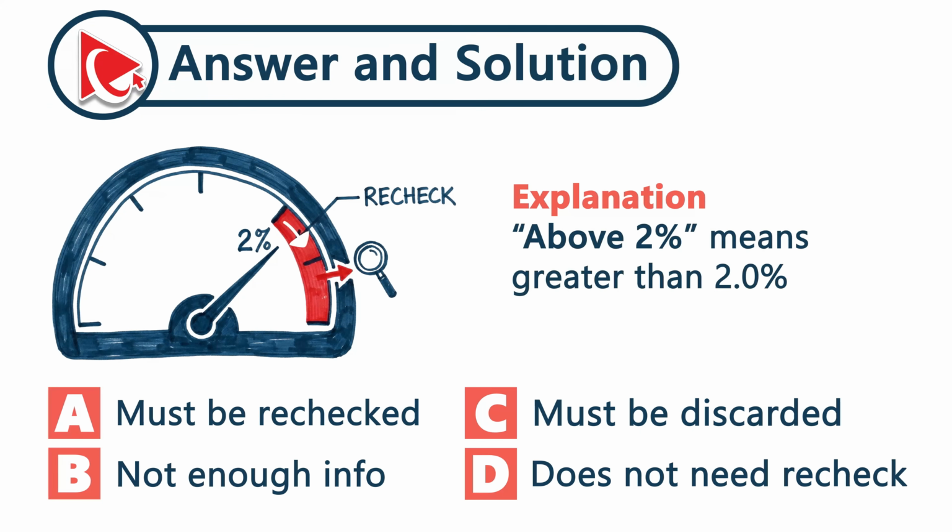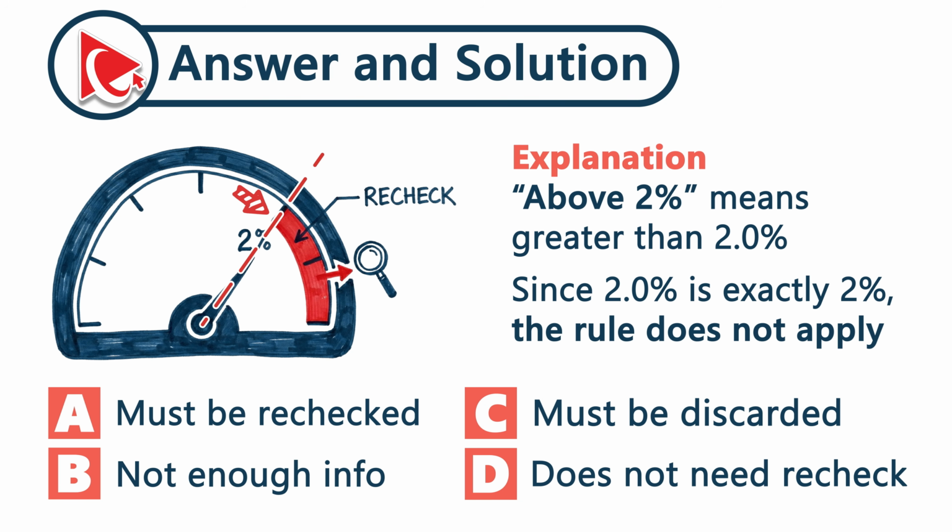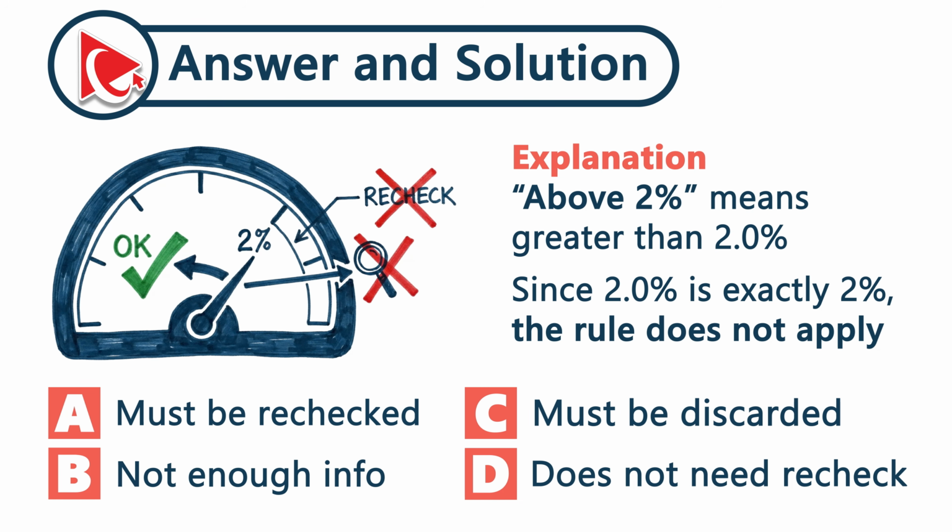Above 2% means greater than 2%, for example, 2.01% or more. Since 2.0% is exactly 2%, the rule does not apply, so no rechecks are required. And the correct answer here is choice D, does not need a recheck.